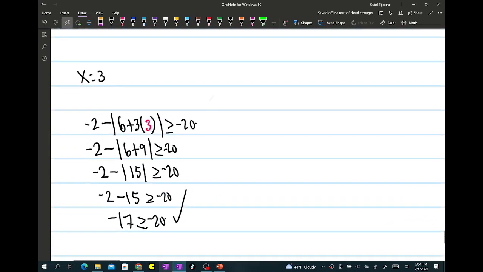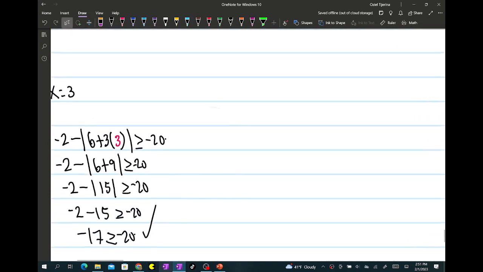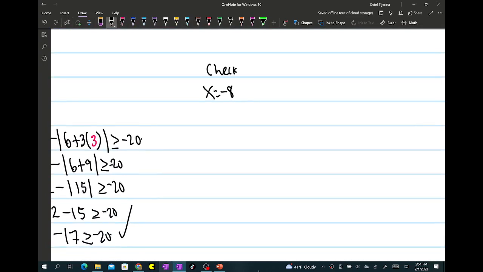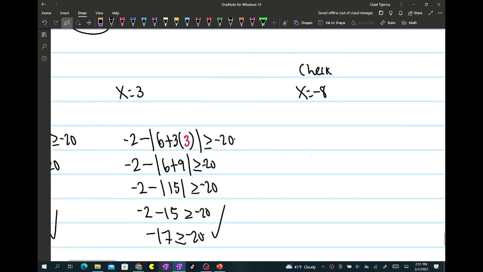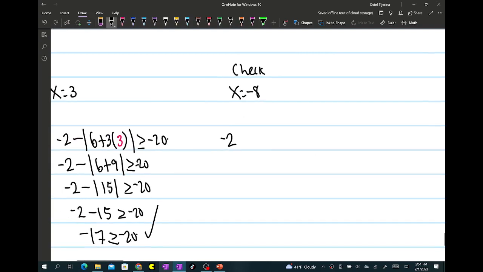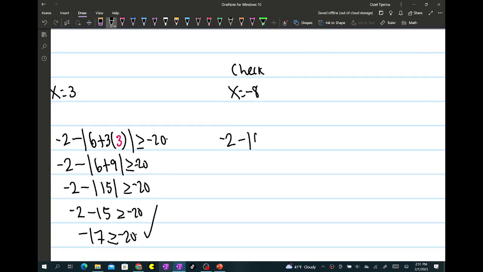And then finally, we're going to check x is greater than or equal to negative 8. So we're going to check x equals negative 8 first. And we're going to do negative 2 minus the absolute value of 6 plus 3 times negative 8, and then greater than or equal to negative 20.